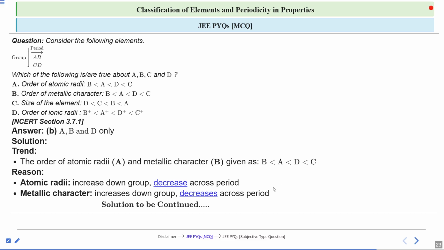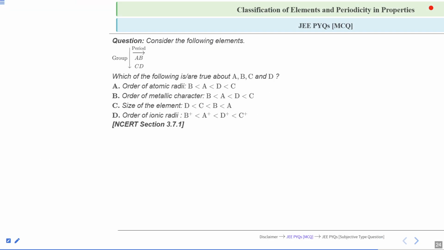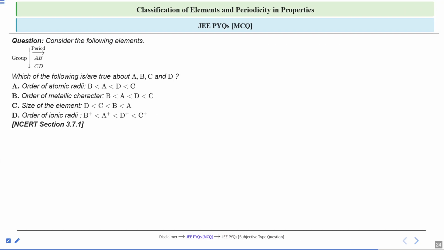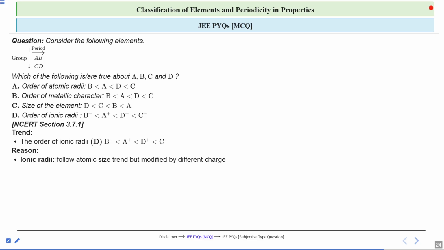Now, what about the remaining two trends? Let us talk about them. So, we will now talk about the order of ionic radii. The order of ionic radii is absolutely correct. Why? Because your atomic size and your ionic radii both follow the same trend, but they are modified. If the charge is different, you cannot take the same trend. As long as the charge is same, you can see that it is +1 for all of them. Therefore, this order will be same as that of the atomic radius.